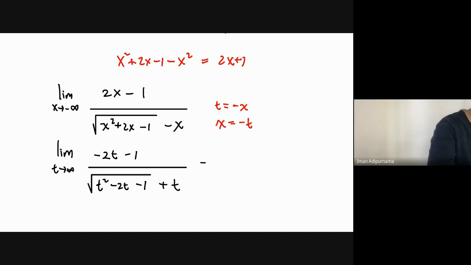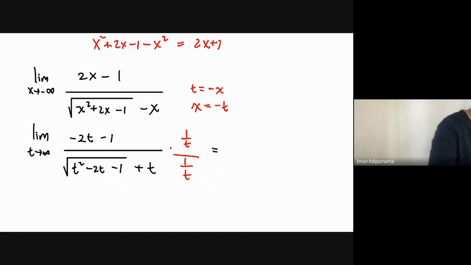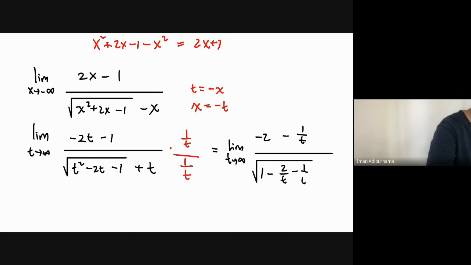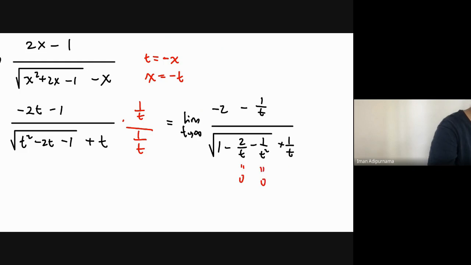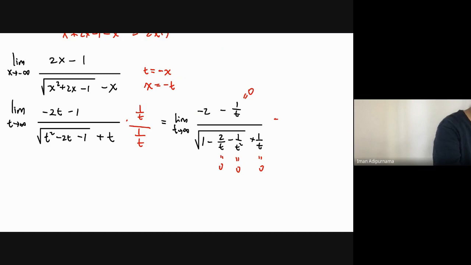Okay, now we can solve this. Let's divide, or multiply, with 1 over t. Okay. So this will be 0, 0, 0, 0. So it will be negative 2, negative 2. This is 1. So negative 2 over 2, negative 1.